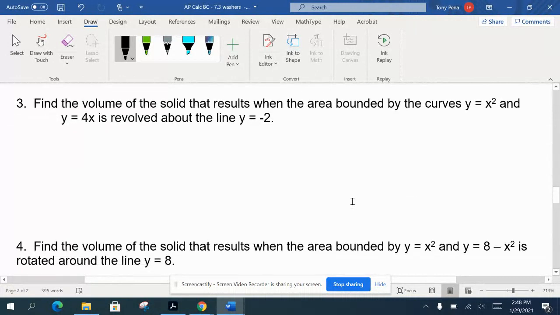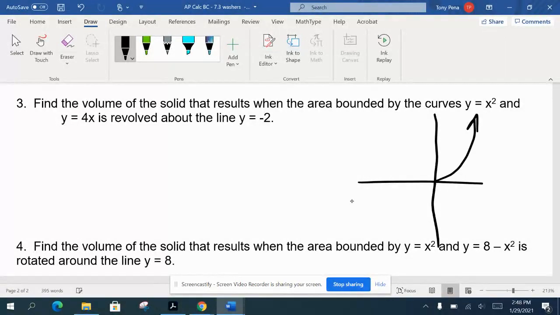Number 3, y equals x squared, y equals 4x. So yeah, here is x squared, and then 4x looks like this. So we don't really need the left-hand side of that parabola. Let's just deal with this guy. You're now rotating this around y equals negative 2. So keep horizontal vertical lines straight. This is the y value of negative 2. We have a horizontal line here that we're going to rotate that blue region around. So this 2 unit gap should exist in the reflection.